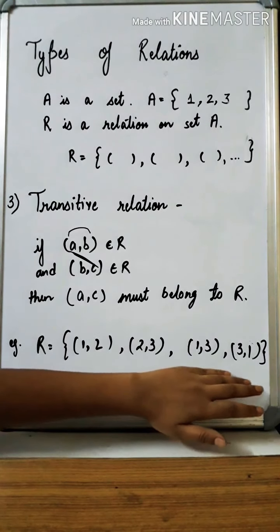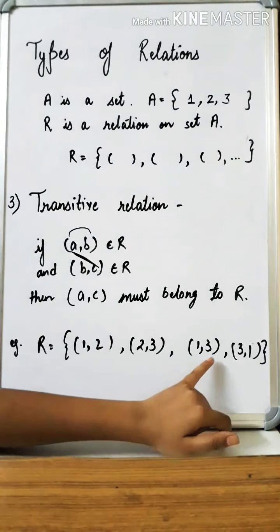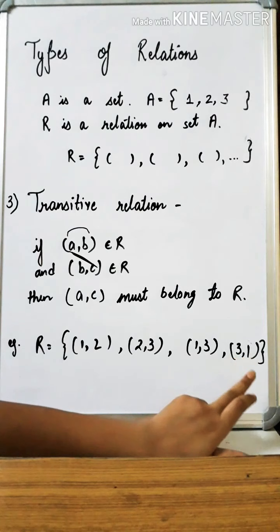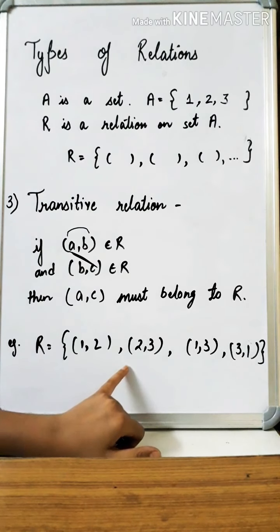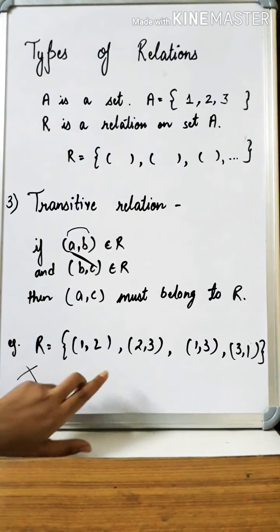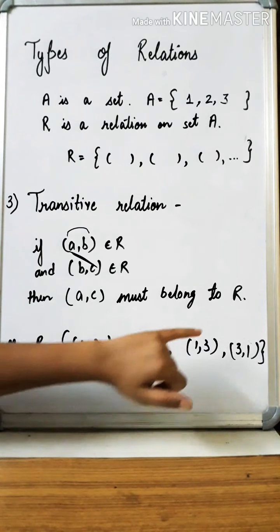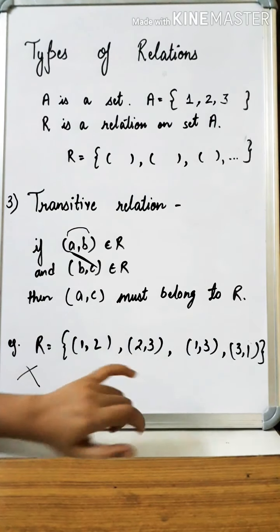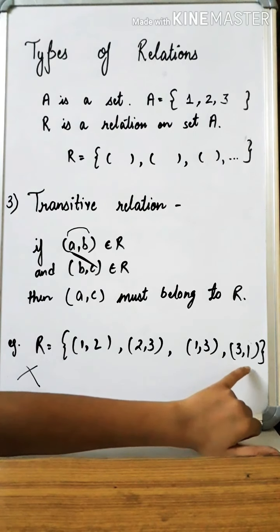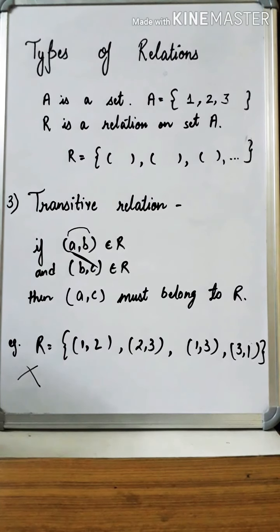Alright, in this case, let us see, there is (1, 3), there is (3, 1). So there should also be (1, 1), right? But (1, 1) is not present. So as a whole, this is not a transitive relation. Why? Because for these three, (1, 2), (2, 3), (1, 3) are present there, so these three make up a transitive relation. But when we check for these two elements, (1, 3), (3, 1), then (1, 1) is not present there. So as a whole, R is not a transitive relation.